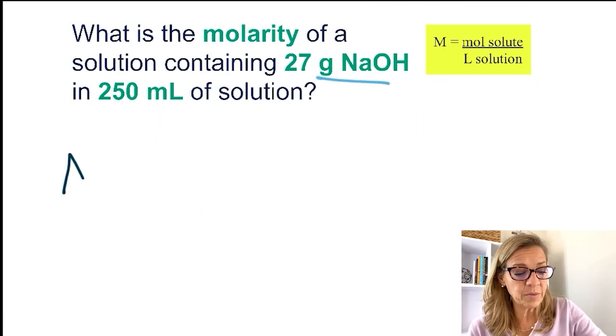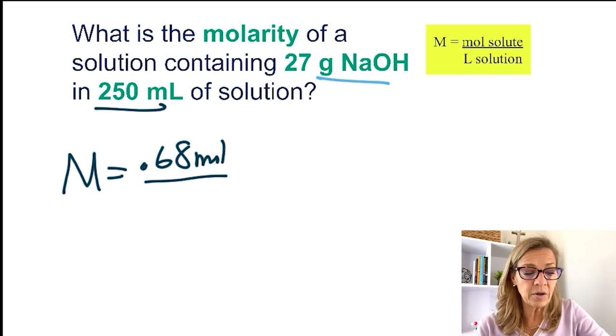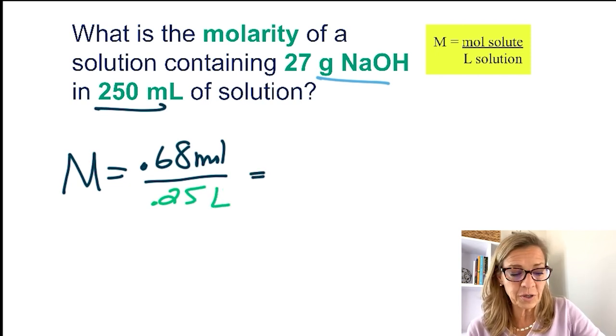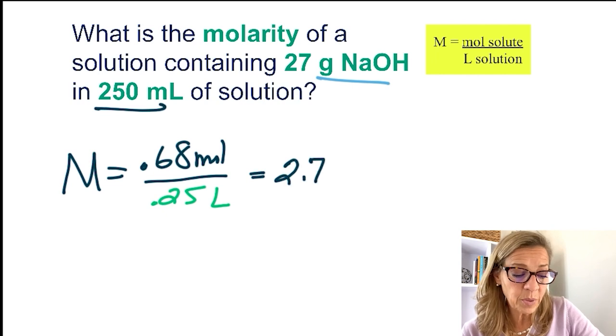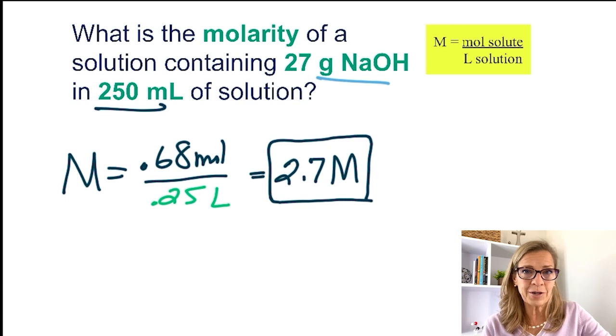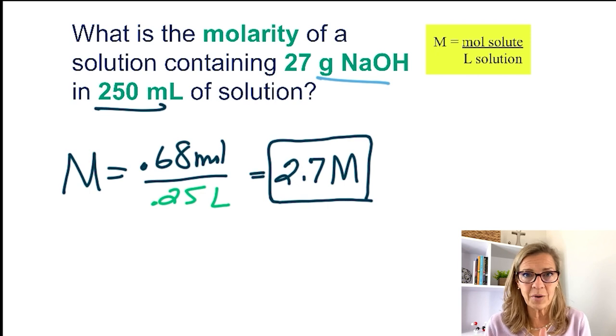So our molarity is going to be 0.68 moles of sodium hydroxide, but this time we don't have liters of solution, we have milliliters. No problem, convert that to liters, and so that's divided by 1,000, so we have 0.25 liters. So our concentration in molarity this time is 2.7 molar. Notice this is a more concentrated solution than we had in our last example. This one was 0.45 because we had over a liter of solution and the same quantity of solute.